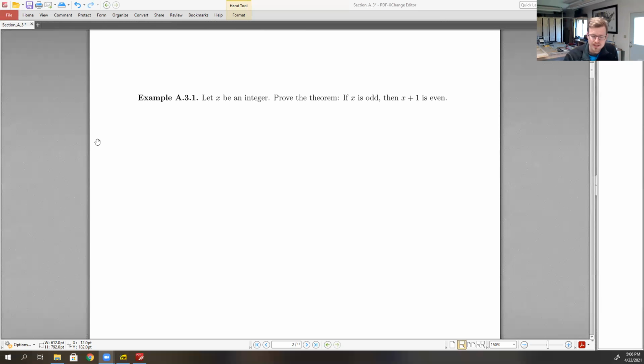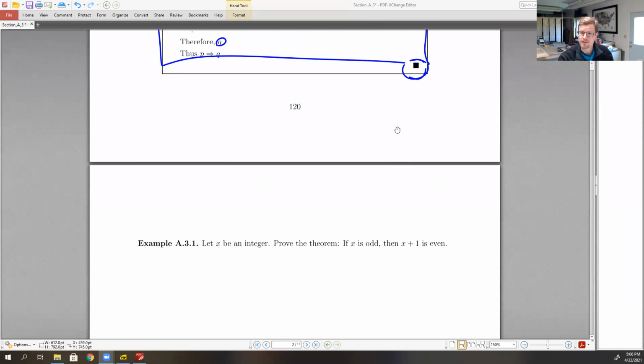So what we want to consider is: let x be an integer, and we want to prove that if x is odd, then x plus 1 is even. And of course, you might think to yourself, well, that's obvious. 5 is odd, so when we add 1, we get 6, and that's even. How would we prove this? That's just obvious, isn't it? Well, yeah, it's perfectly fine to think that, because I totally agree. It does seem obvious. But we should recognize that we should be able to prove everything. We should be able to prove that this is true.